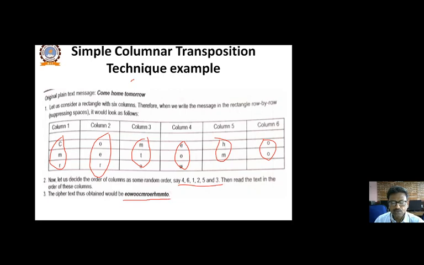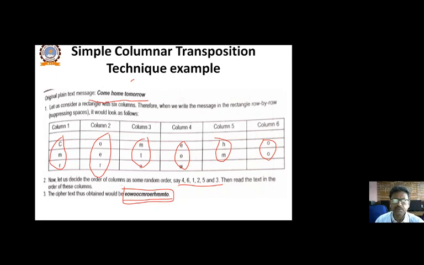becomes EOWOOCMROERHMMTU. Of course, this "come home tomorrow" is a readable and understandable message, but this ciphertext is not. It is readable, but is not understandable.